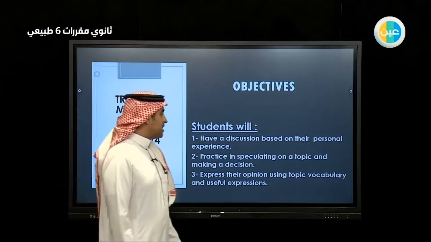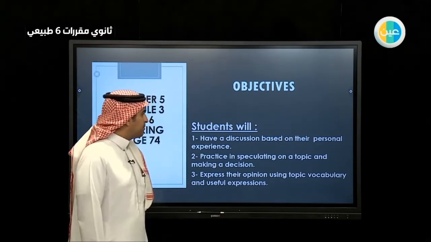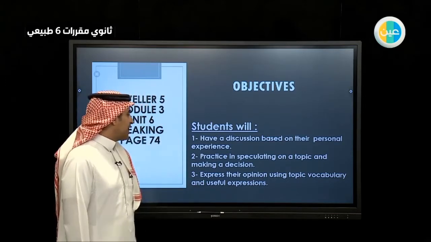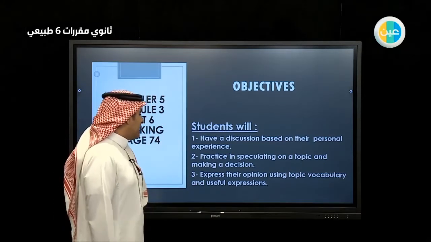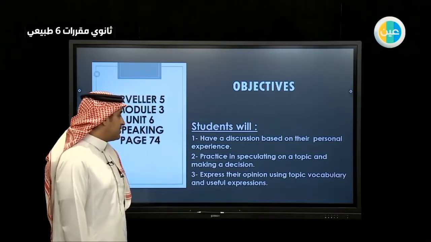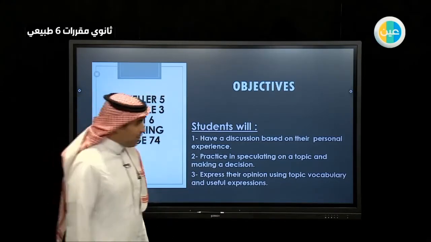Practice in speculating on a topic and making a decision. Express their opinion using topic vocabulary and useful expressions. Okay.